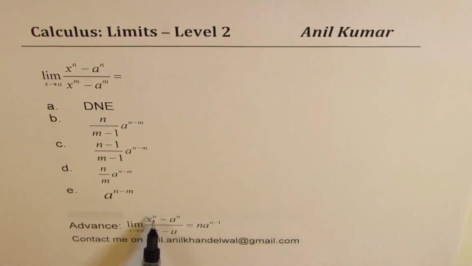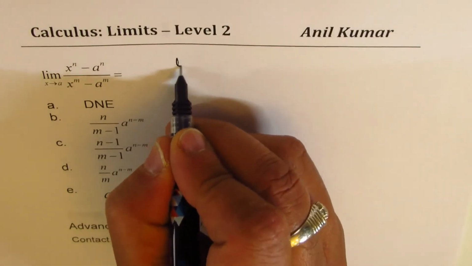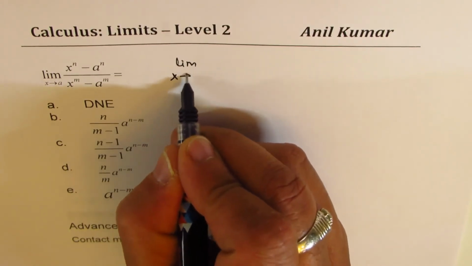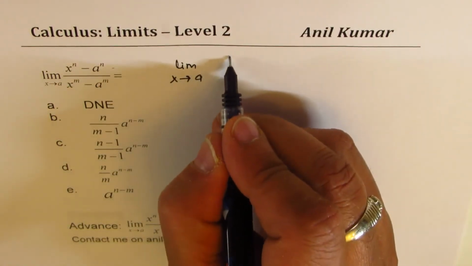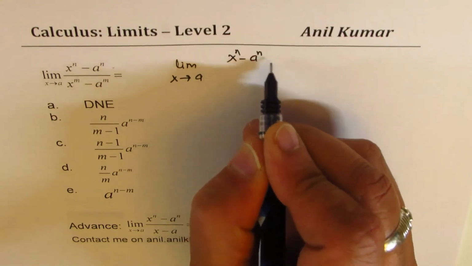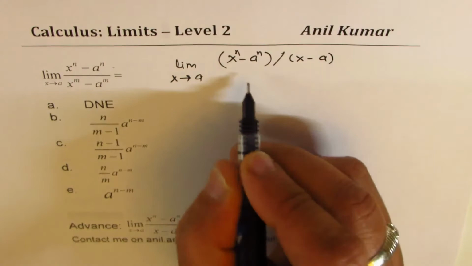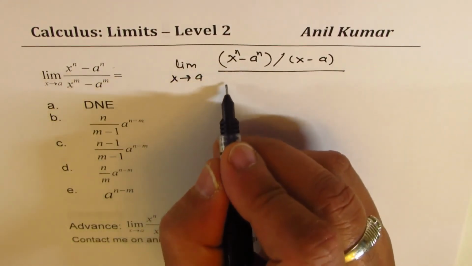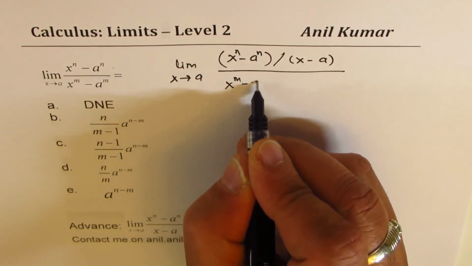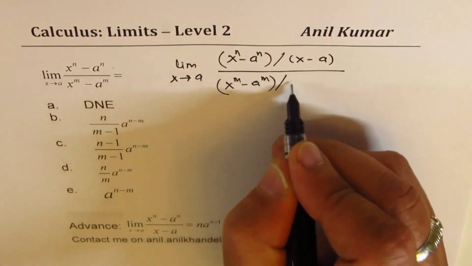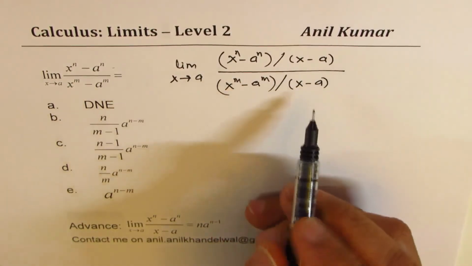Now the formula is, x to the power of n minus a to the power of n, when x approaches a, divided by x minus a is n a to the power of n minus 1. So we should actually rewrite this question as limit, see the trick, x approaches a. The numerator could be written as x to the power of n minus a to the power of n divided by x minus a. And similarly, the denominator could be written as x to the power of m minus a to the power of m divided by x minus a.